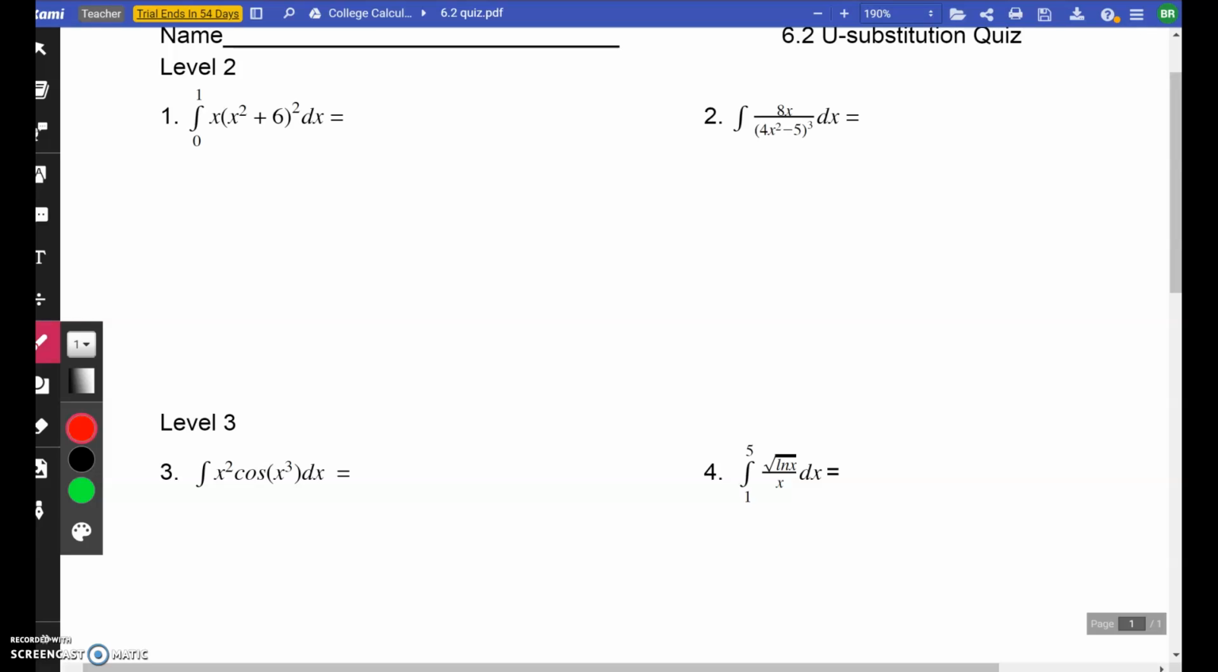I'm going to work through the quiz for 6.2 just to show you my thought process on how this works, and hopefully this will help you with the retake if you are taking it.